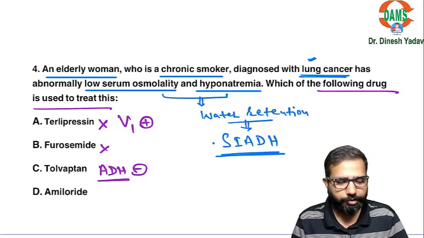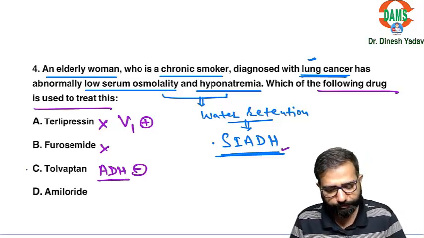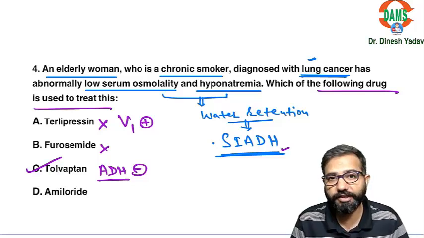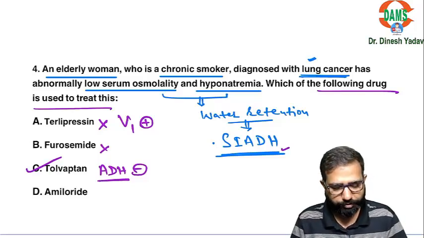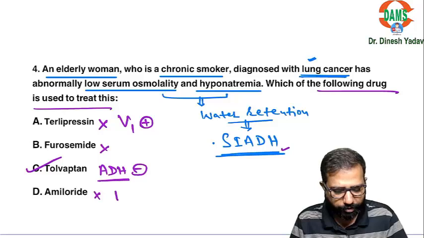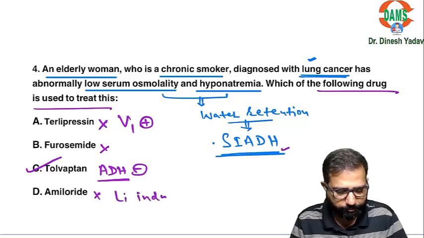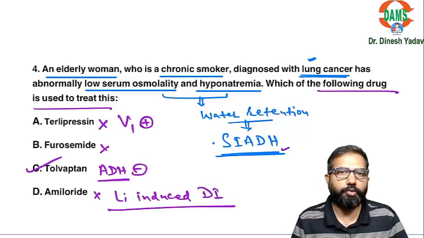And it can be used to treat the SIADH. So tolvaptan is the drug for SIADH, that is the drug of choice. Amiloride is used for lithium-induced diabetes insipidus. It blocks the ENaC, epithelial sodium channel.